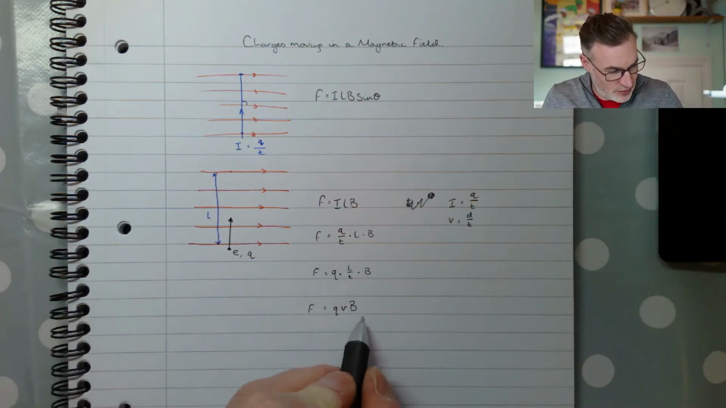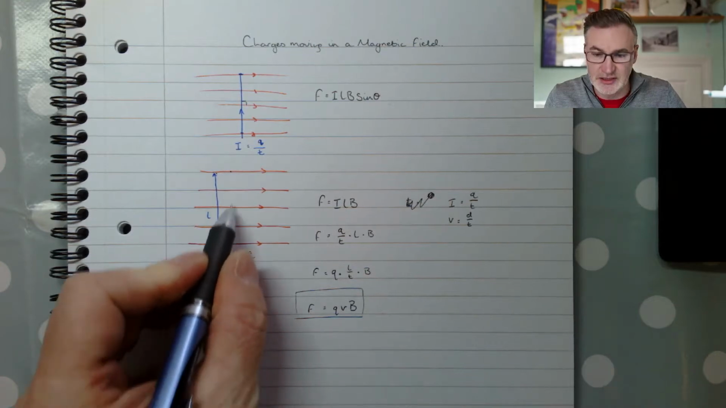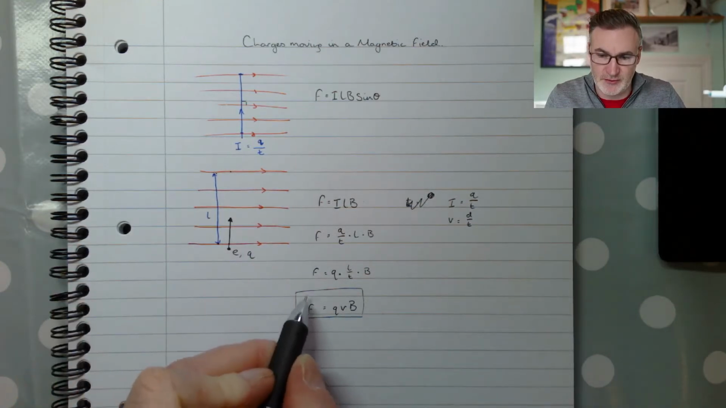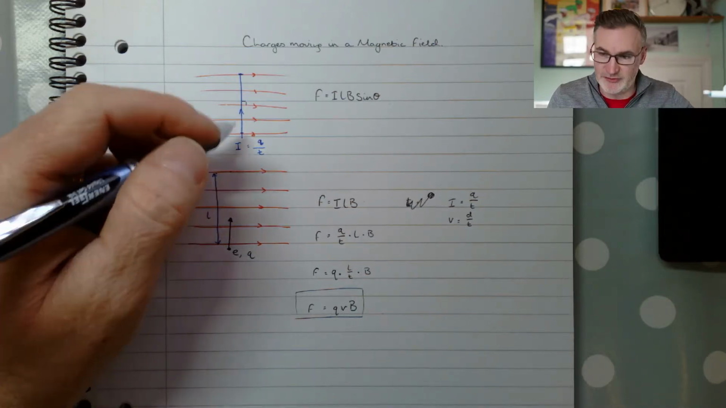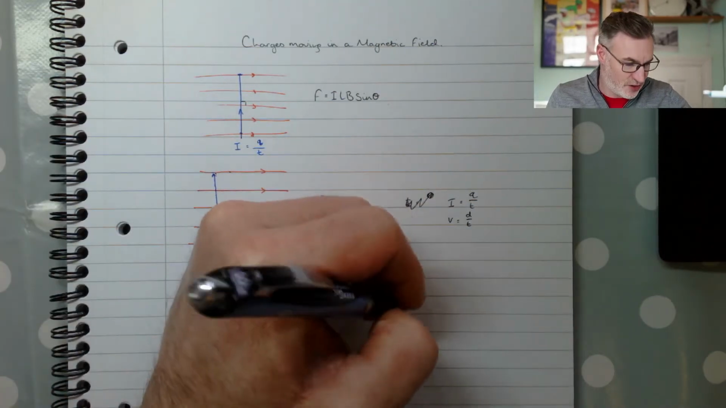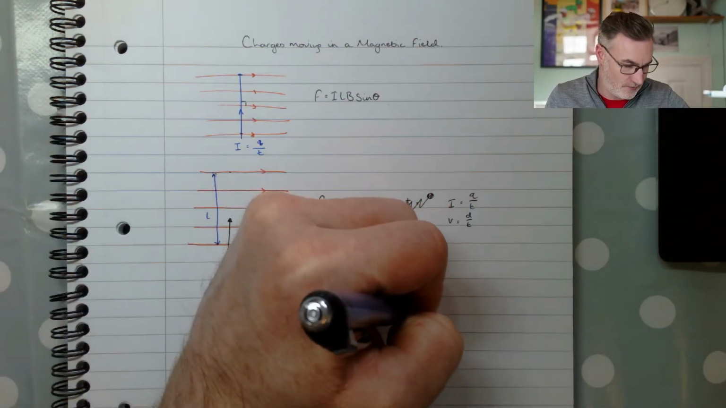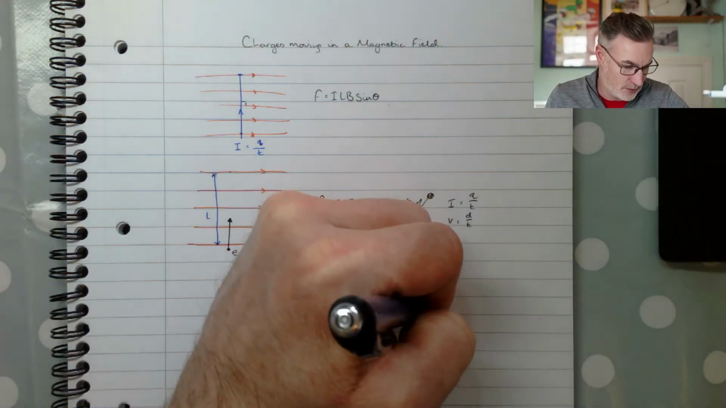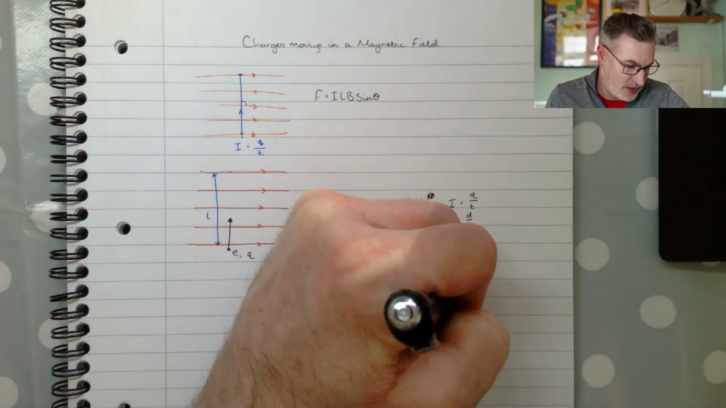And so this would be our formula for a particle that's moving with a given velocity through a magnetic field: the amount of force that it would be subjected to if it's moving perpendicular. If it's not moving perpendicular, then we would just add in the sine theta at the end. So QVB sine theta.